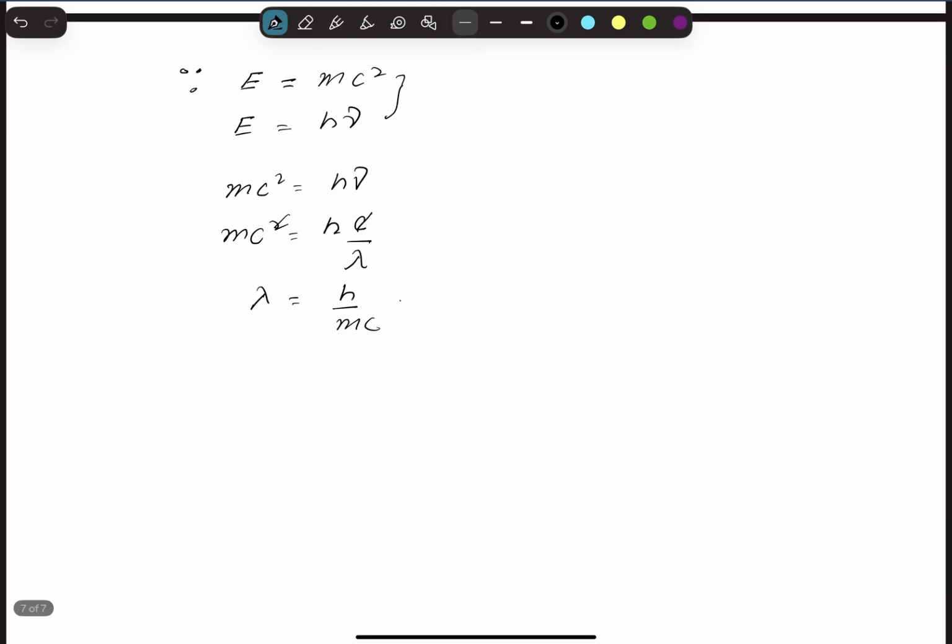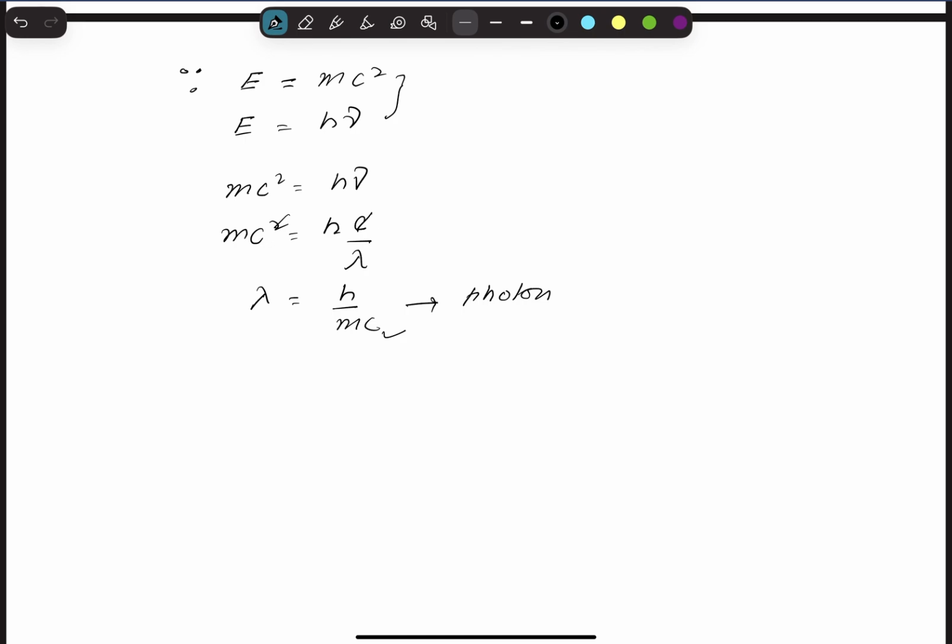So this is our De-Broglie wavelength. But this is for what? For photons. Now how do we know this is a photon? Because here I am using the letter c, and c means velocity of light. And only a photon can acquire the velocity of light in vacuum. So this is a photon.